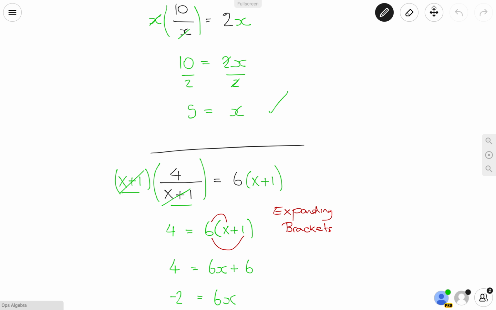Okay, and now what's annoying me? The 6. The 6 is annoying me. It's 6 times x, so the opposite of that is dividing by 6. So we divide by 6. Boom. These 6's cancel. Minus 2/6 equals x. This can be written as minus 1/3. But don't worry, that's just simplifying that down. That's good as well, okay?